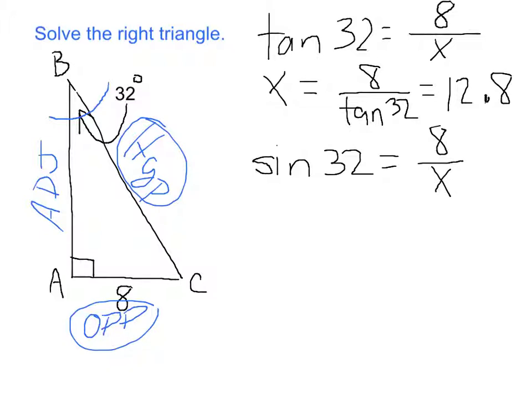Notice the only thing that changed in here was the trig function. Tangent used the two legs, and sine uses the hypotenuse and a leg, the opposite leg, to be specific. But I follow the same procedure to solve this. I'm going to swap my X and my sine 32 and rewrite a new equation.